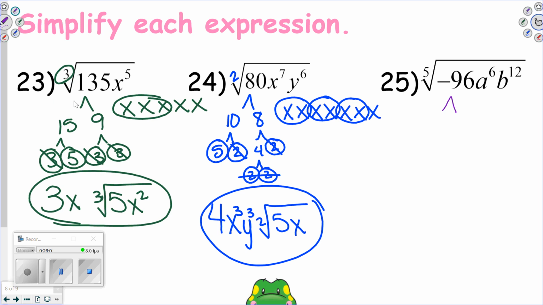Now, I'm going to be honest with you guys. Right now, at this point, that negative, I'm going to ignore it, but just remember it down at the bottom when I write down my answer. Because you know your answer is going to be negative, right? It's going to take you 5 negatives to get a negative. Like, it's going to happen.